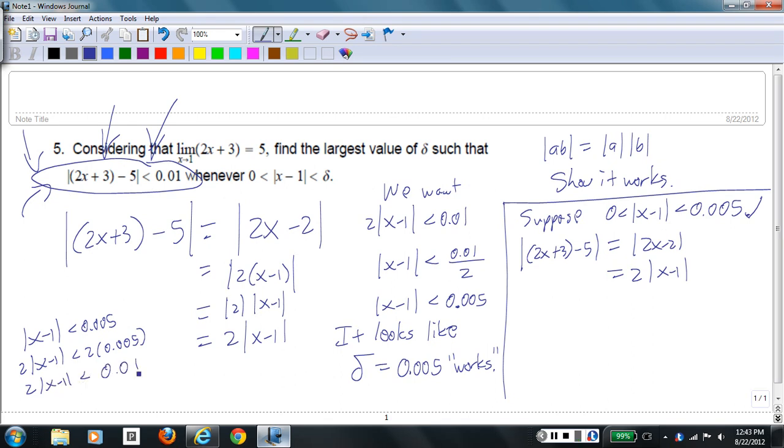Yeah, there we go, like that. So if we have this expression here, based on our assumption, this is less than 2 times 0.005, and that's equal to 0.01. So sure enough, the absolute value of 2x plus 3 minus 5 is less than 0.01. And that concludes that.